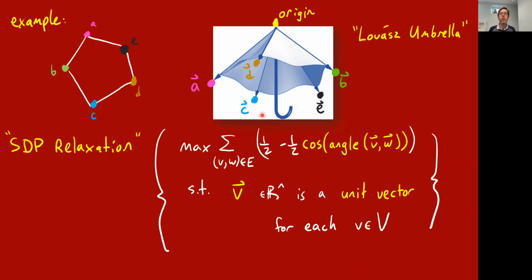And you see that in this solution, every edge in the graph is associated to 2 unit vectors whose angle is, well, as far apart as possible in this umbrella. And if you do a little geometry, it turns out to be 4 pi over 5, aka 144 degrees. So this is the optimal solution to the semi-definite program for this 5-cycle graph.